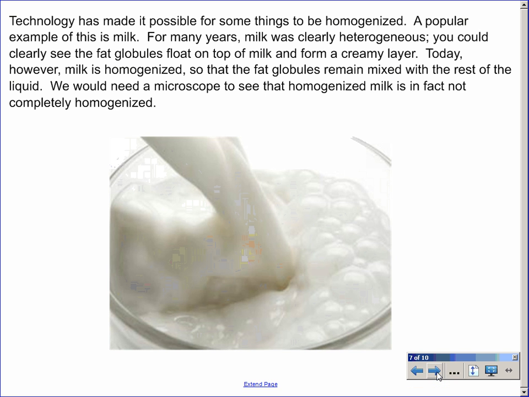Technology has made it possible for some things to be homogenized. A popular example of this is milk. For many years, milk was clearly heterogeneous. You could clearly see the fat globules float on top of milk and form a creamy layer. Today, however, milk is homogenized, so that fat globules remain mixed with the rest of the liquid. You would need a microscope to see that homogenized milk is in fact not completely homogenized.